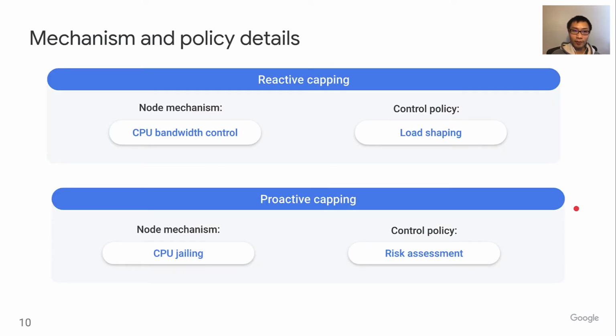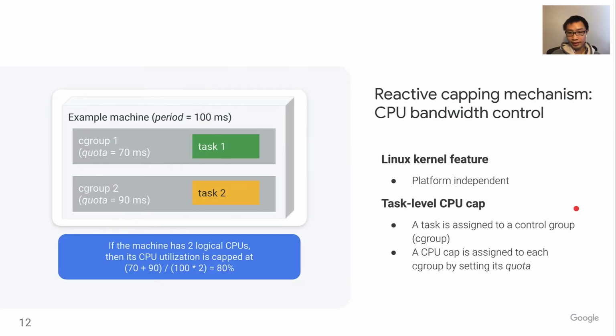Next, let's look deeper into the mechanisms and policies of reactive capping and proactive capping. Reactive capping uses a node mechanism called CPU bandwidth control. It's a Linux kernel feature, so it's purely software and is platform independent. It's capable of setting task-level CPU cap. In particular, each task is assigned to a control group, or a C group, and a CPU cap is assigned to each C group by setting its quota parameter.